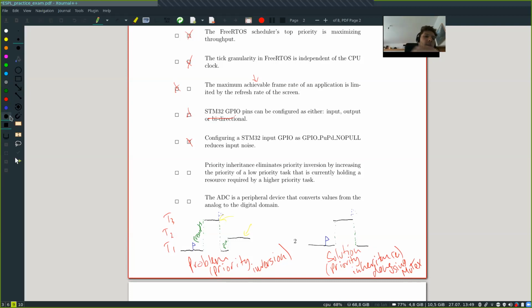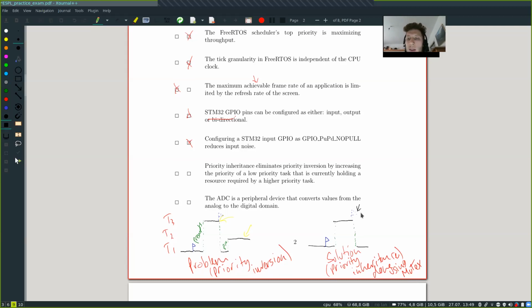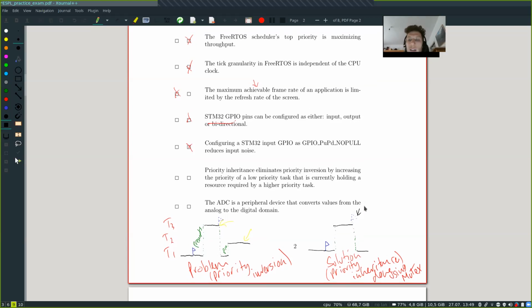The actual dynamics of how it's implemented depend on how FreeRTOS implements it, but the general idea is that at the moment when this resource is tried to be obtained, it says that the task holding this resource should have its priority temporarily raised to that of this task. So at this moment, T1 gets a priority of 3 temporarily.